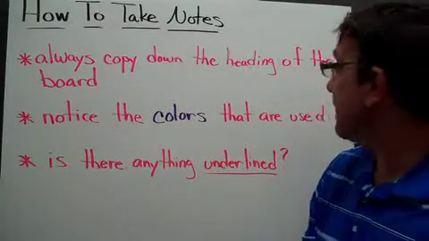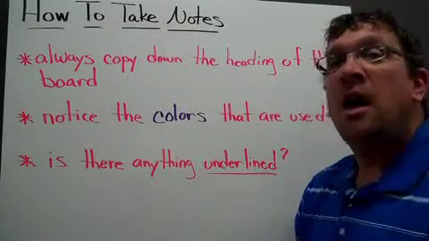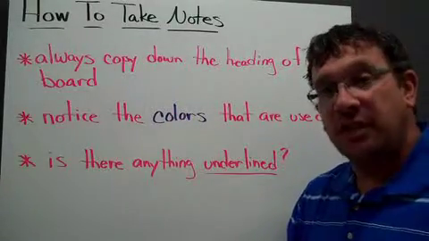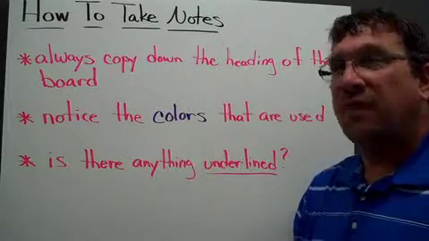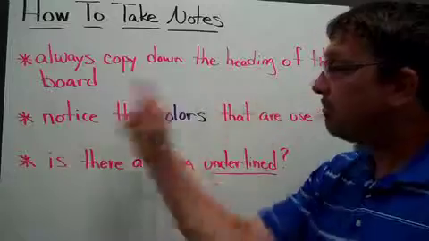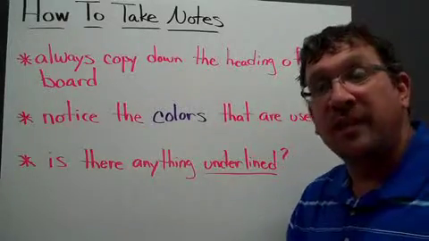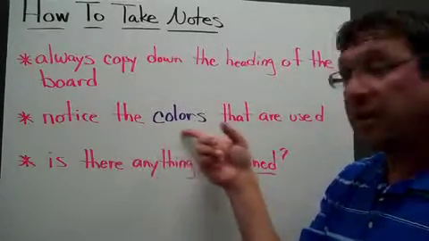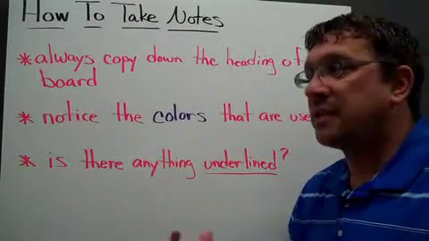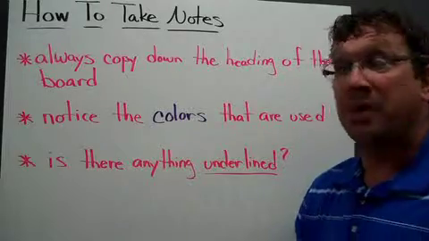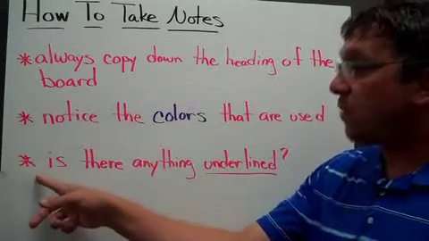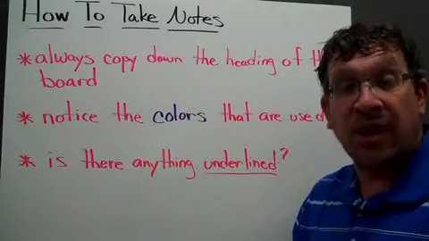Next, notice the colors that are used. I've typically been using black as my headers, but that could change. Just notice what things are the headers or the sub information for you to copy down. And if you see colors that stand out, that's probably because either that word is important or that person's name is important. And then finally, on this board, is there anything underlined?